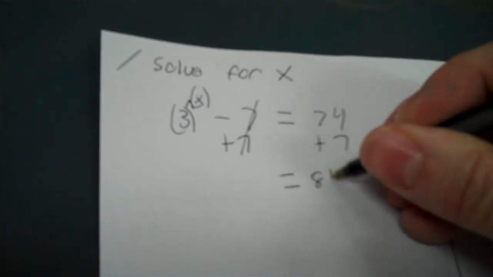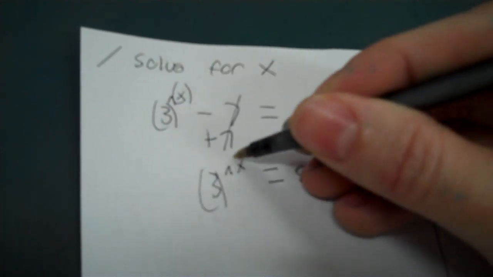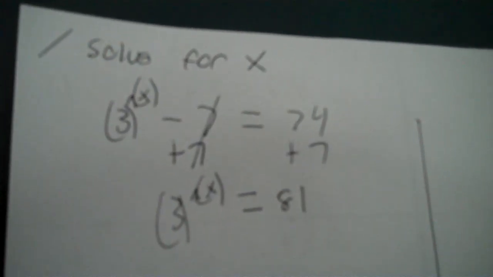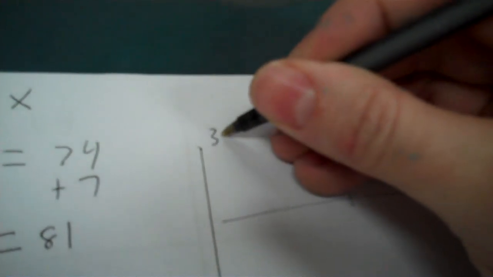And 74 plus 7 is 81. And over here you've got 3 to the power of x. Now remember, there's 2 ways you can solve for x if it's a power. First, you can just multiply 3's till you hit 81, if it works. So 3 times 3, that's 9, times 3, times 3. There's 81, so it's 4. So x is 4. Okay, so I don't need to use anything else. That way worked.